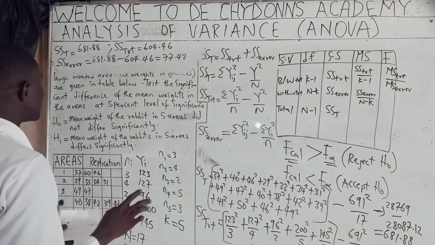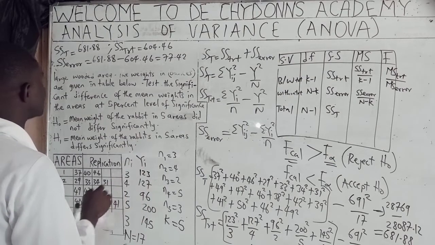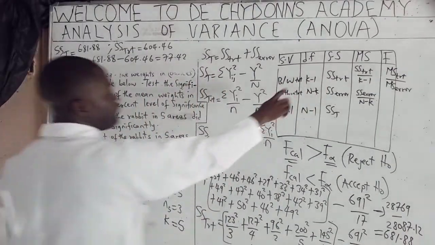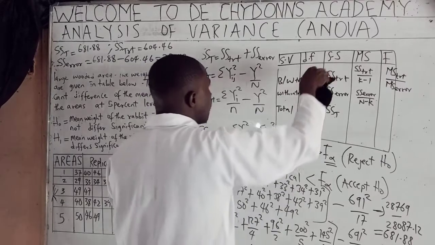So we have gotten an SS total, SS error, and SS treatment. We come to our table. K means 5. 5 minus 1, we say 4.